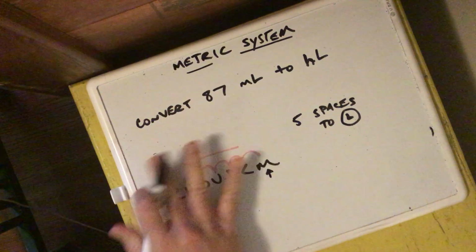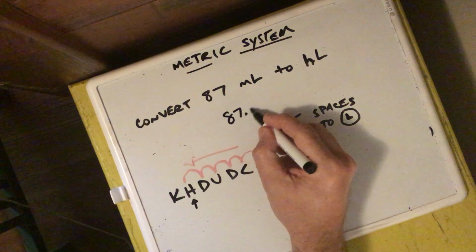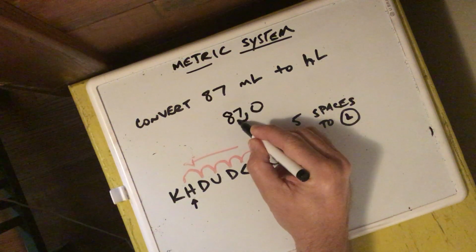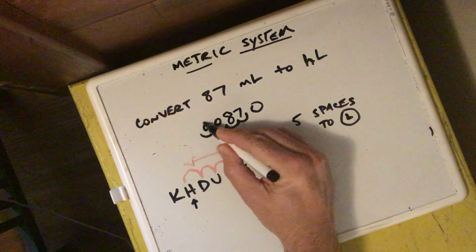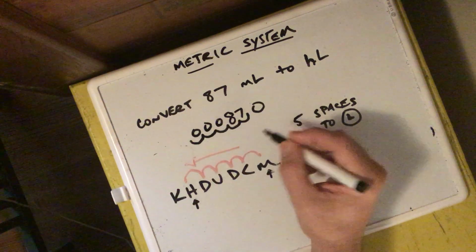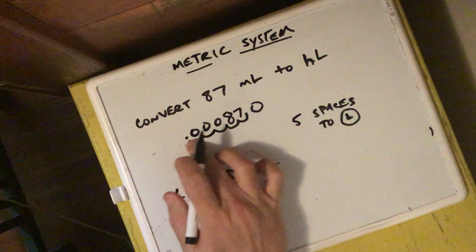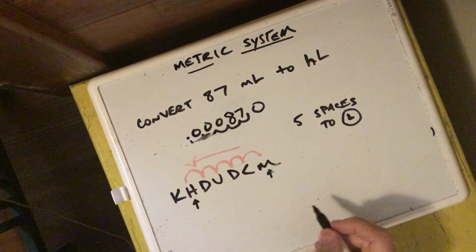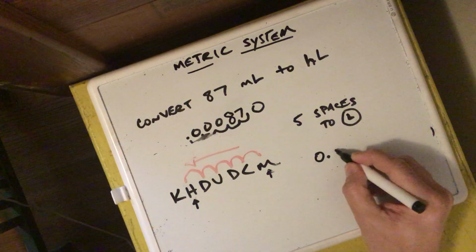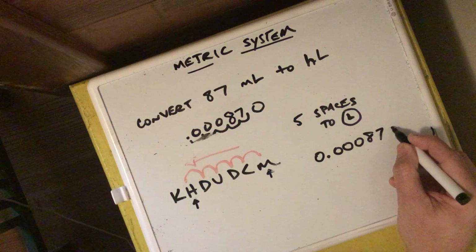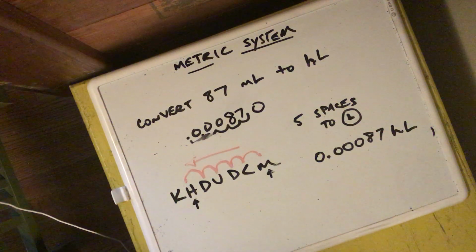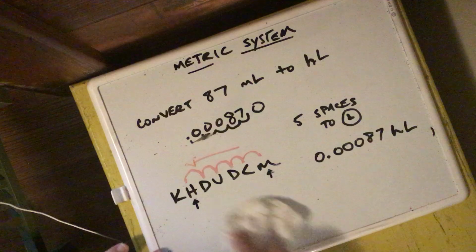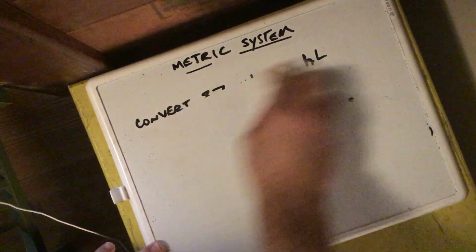So I'm going to move that number over here. 87.0, we have to move the decimal point 1, 2, 3, 4, 5, and you put it there. So then your answer is 0.00087 hectoliters. That's the same number as 87 milliliters. Just the way that you measure it is changing. It's the same amount of fluid. So let's do another example.